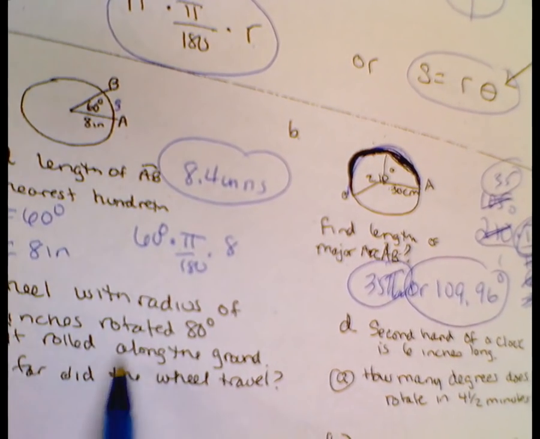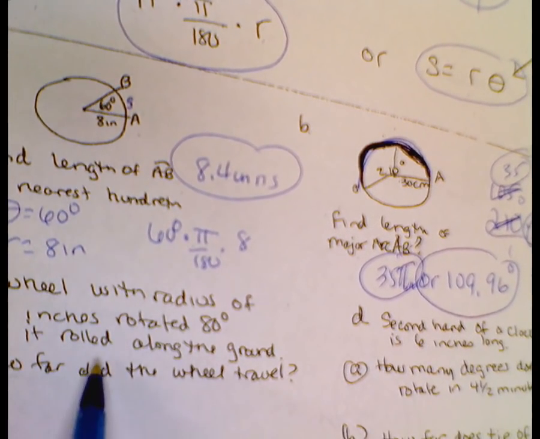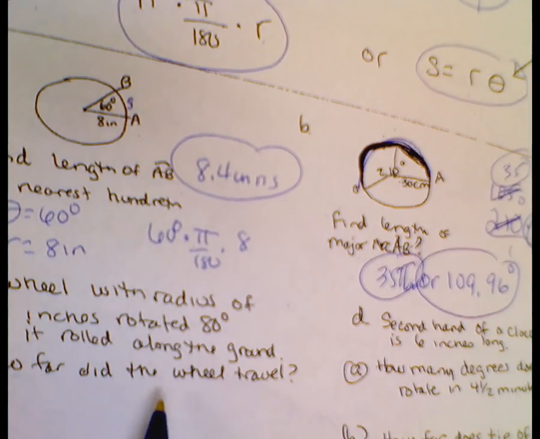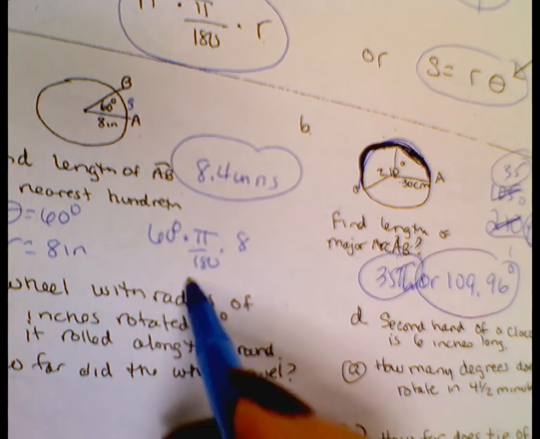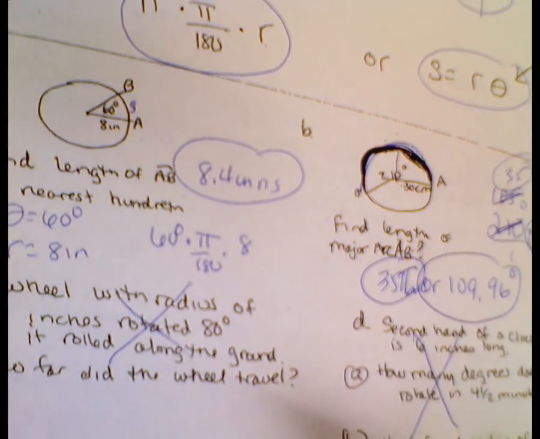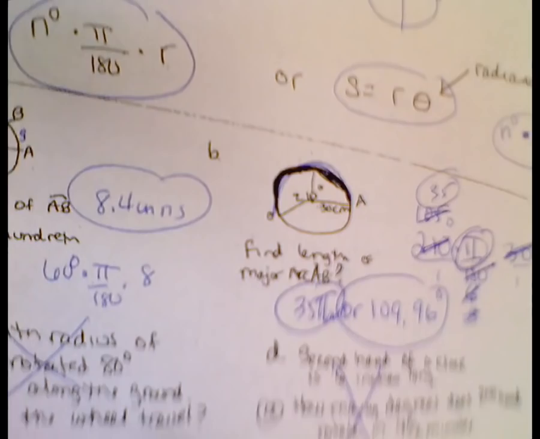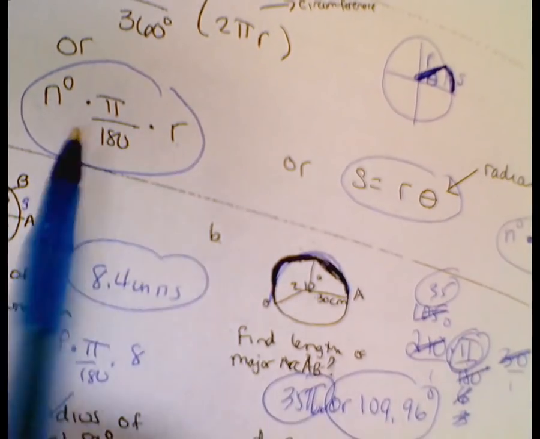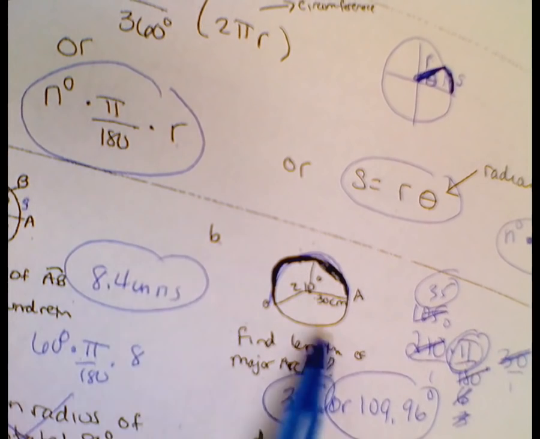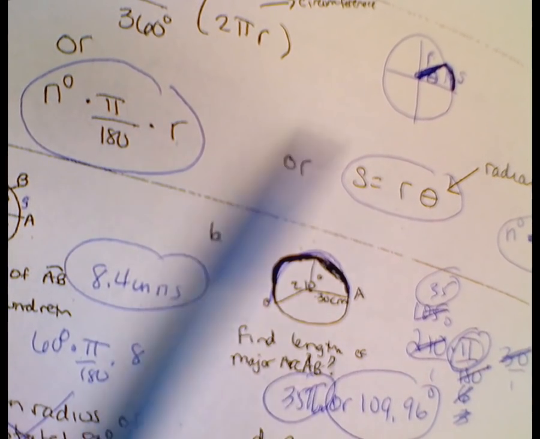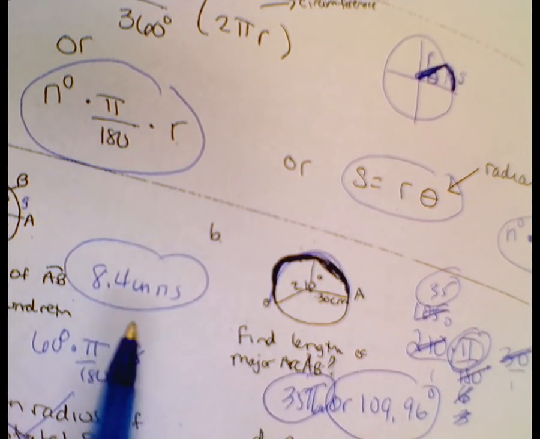A wheel with a radius of 20 inches rotated 80 degrees as it rolled along the ground. How far did the wheel travel? We're not even going to do these because we haven't covered that yet. I don't know why this is even in this section. I think I just wanted to get you used to this because it's coming up later on.